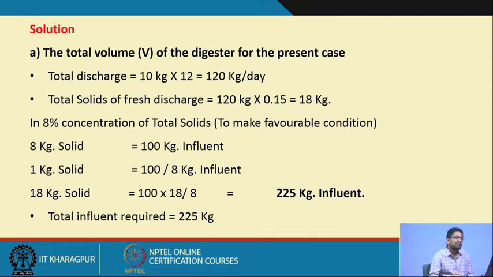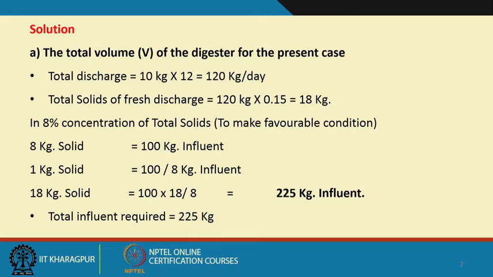Then, to have the favorable condition, we will have 8% concentration of the total solids. So, 8 kg of solids is equivalent to 100 kg influent. So, 1 kg will be 100 divided by 8 kg of the influent, and for the 18 kg it will be 100 into 18 by 8, which is equivalent to 225 kg of the influent. So, the total influent that is required is 225 kg.